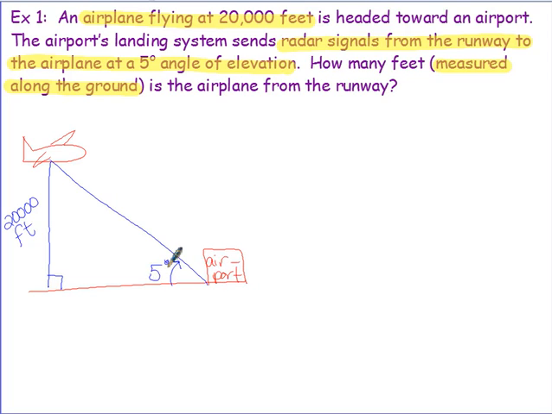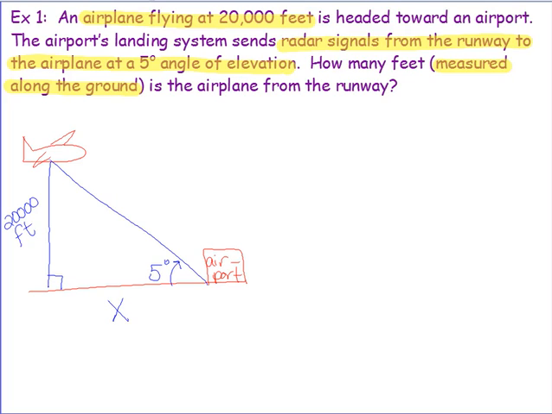Then the only other thing that we have here is it's asking a question. How many feet measured along the ground is the airplane from the runway? So normally you would think airplane to runway, we're putting the X here. But it specifically said measured along the ground. So our X is going down there on the ground. So this is our thorough picture. It contains all of the information that we need. So now we've completed step 1.